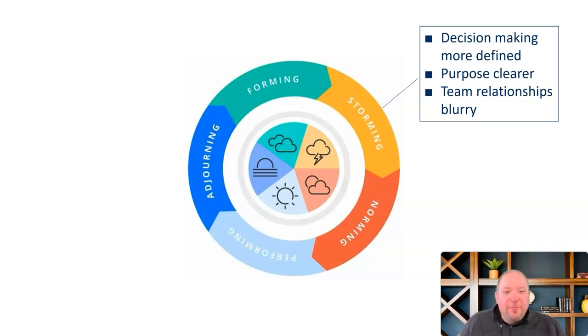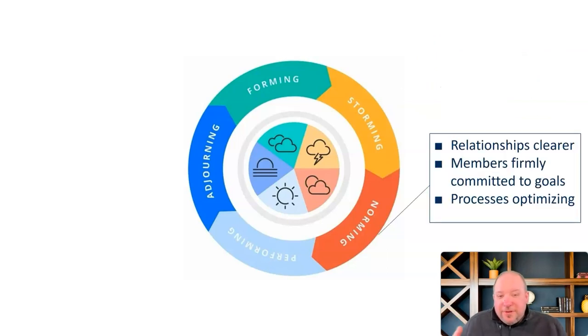You've got to put up with it, right? It's the terrible twos or the teenage years of adolescence, if you're familiar with child development. So anyway, we have the storming phase in groups as well. Then with norming, we see that the relationships are becoming clear.